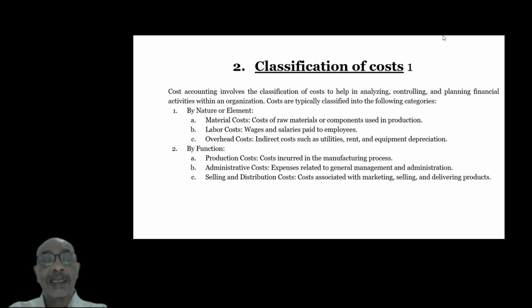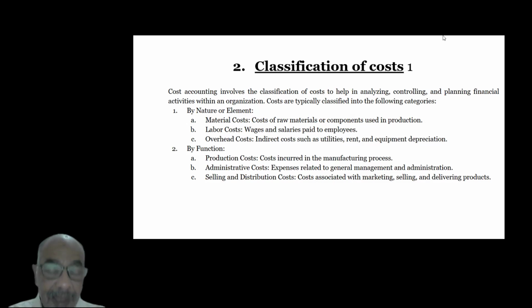So we can classify costs by nature into three categories or three classes. Class number one is called material cost. All the material we shall use in production, we put them together in one basket. This is called material cost. Cost of raw materials and of components like nails, locks, door keys, and things like that.